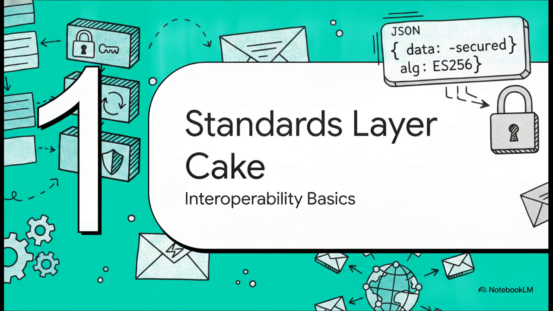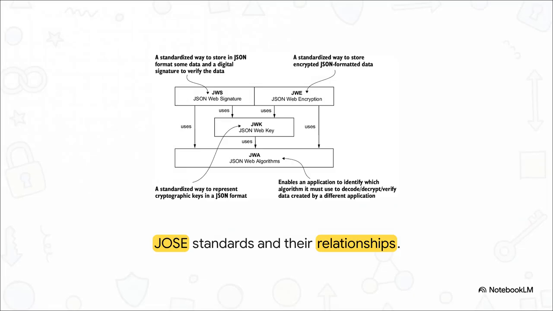Section 1, the standards layer cake, the basics of interoperability. So before we look at the individual pieces, we really need to understand the fundamental problem of interoperability. When security protocols like OpenID Connect or OAuth2 need to communicate, they have to exchange encrypted messages, right? To prevent the entire web from just breaking down with a million different custom formats, the JOSE suite enables interoperability by using JSON. Now, if we map out the relationships between the 4 core JOSE standards, we can see exactly how they conceptually build upon one another to form this sort of security layer cake.